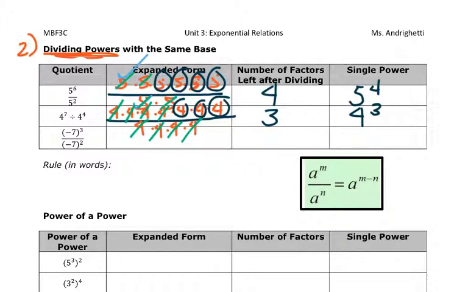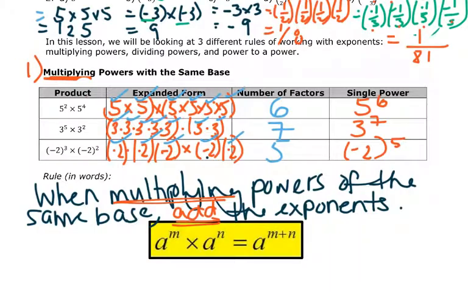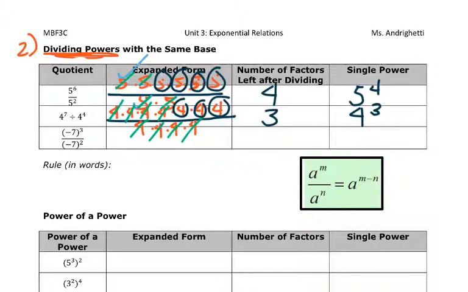So can you see the pattern? When we multiply powers, remember from the last rule, when you multiply powers of the same base, we add those exponents together. What did we do when we divided?